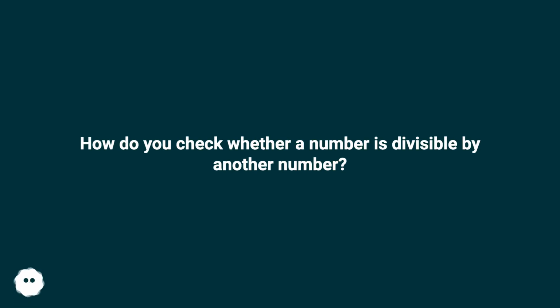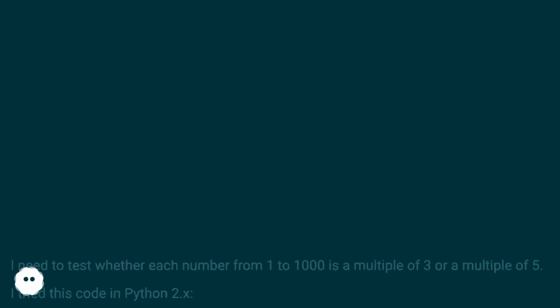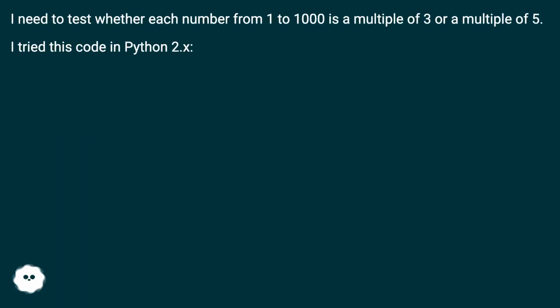How do you check whether a number is divisible by another number? I need to test whether each number from 1 to 1000 is a multiple of 3 or a multiple of 5. I tried this code in Python 2.x.